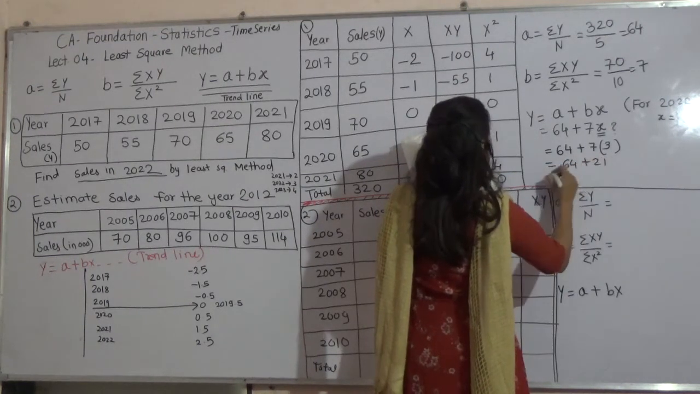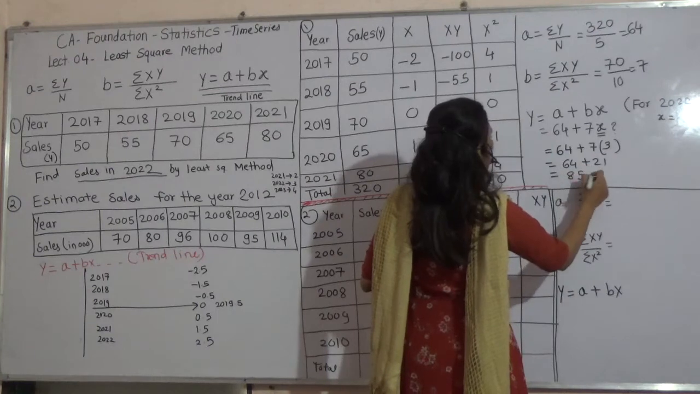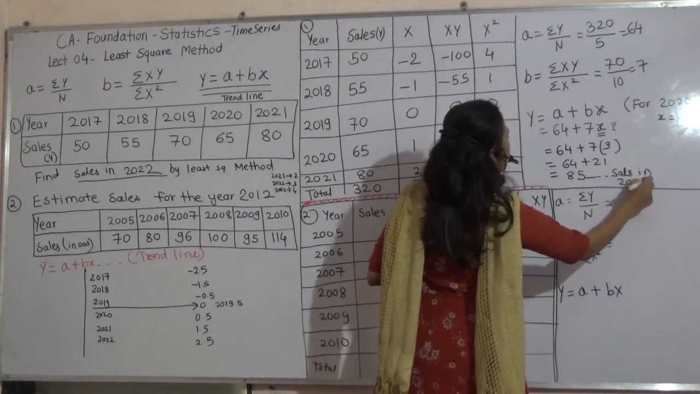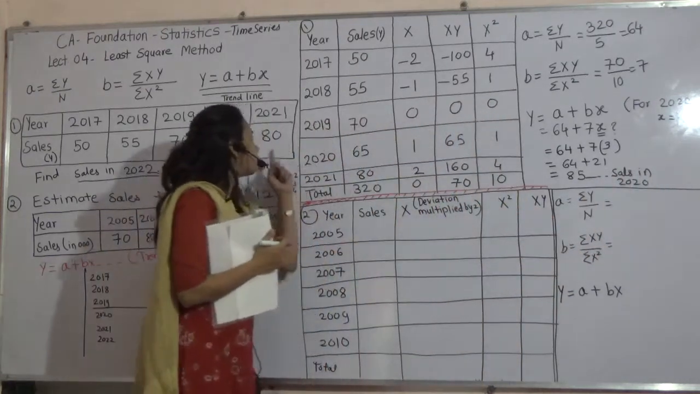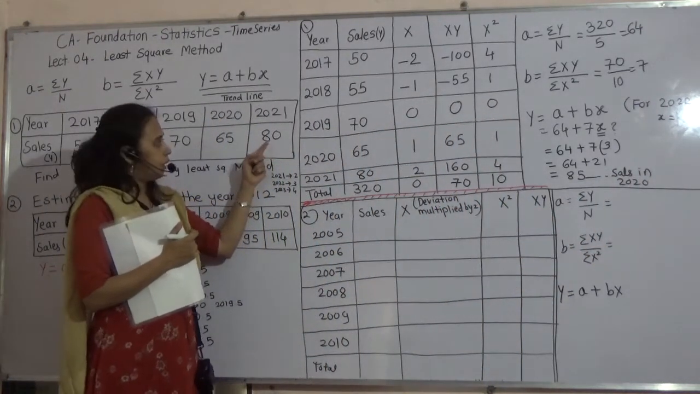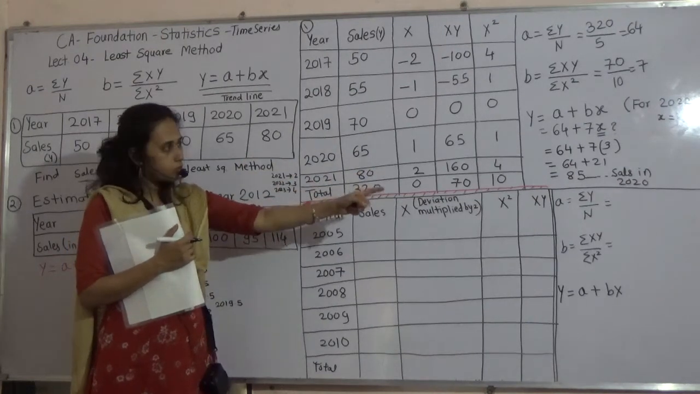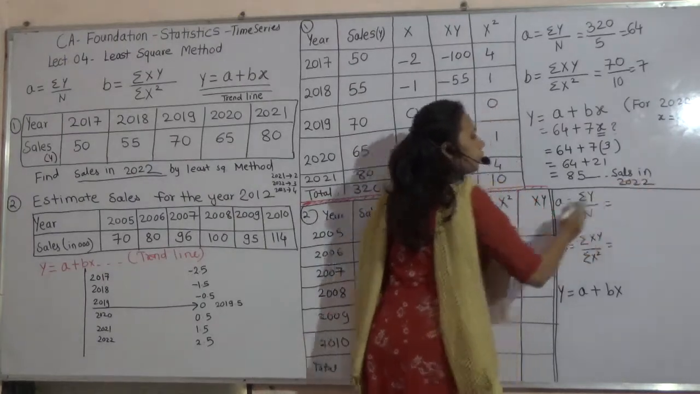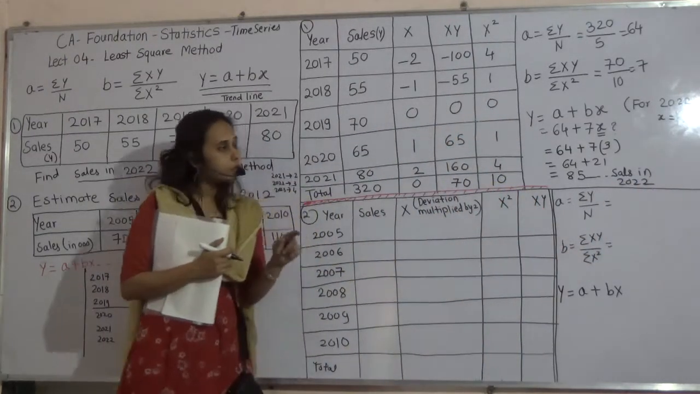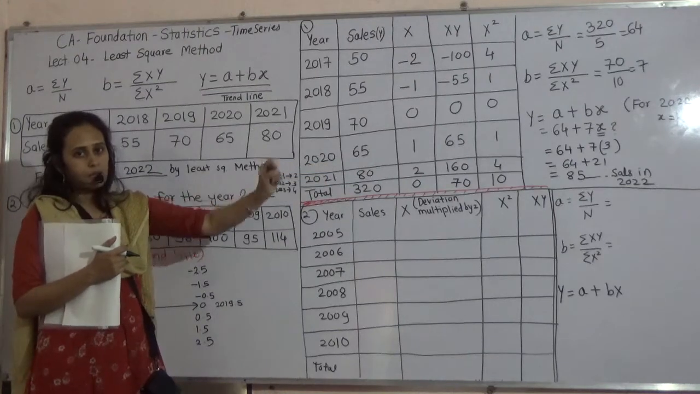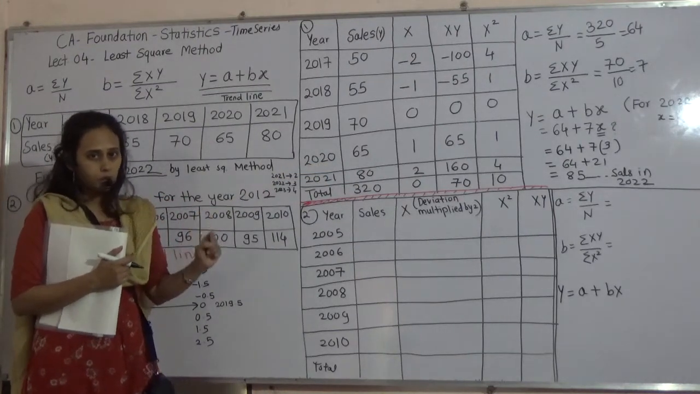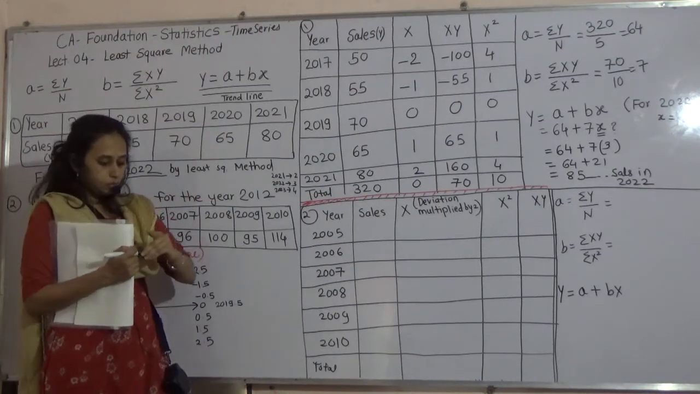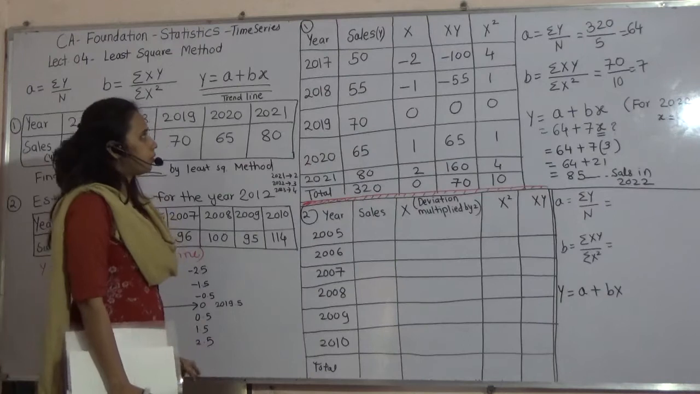64 plus 21, that is 85. Sales in 2022 is 85. Till 21 data was given. For 22, sorry, I have written 20. For 22 year, 2022 year, we got the answer as 85, and that answer we got with the help of least square method.